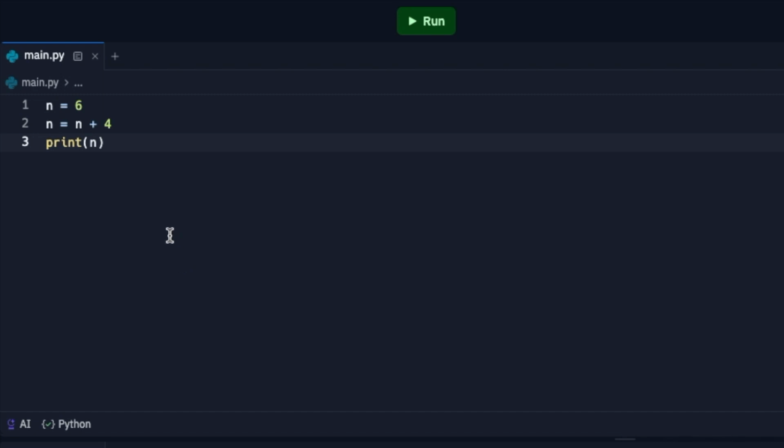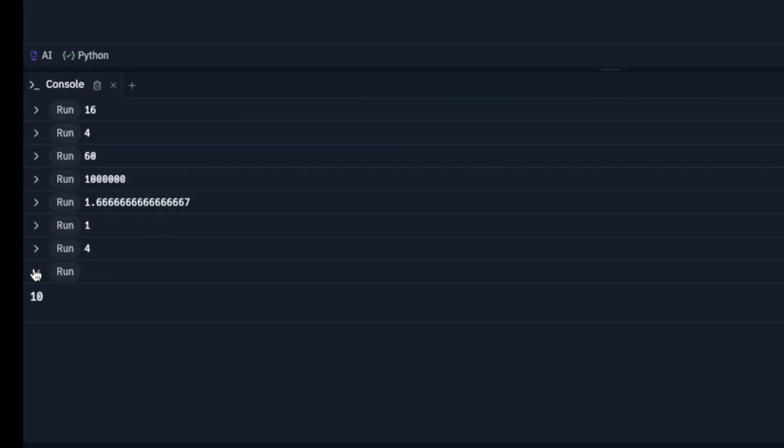But with an augmented assignment operator, we want to short form our code. So instead of writing that, we could do n plus equals 4. And it would still equal 10.